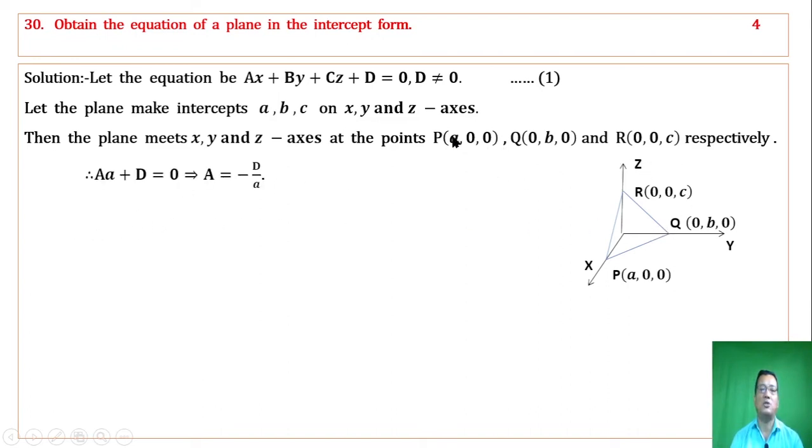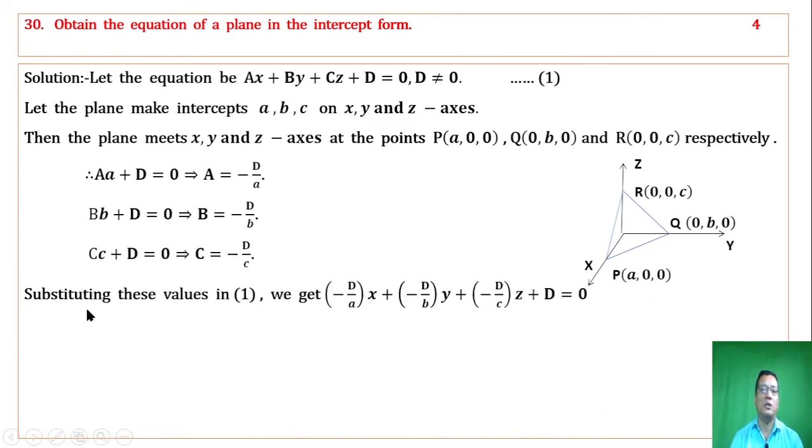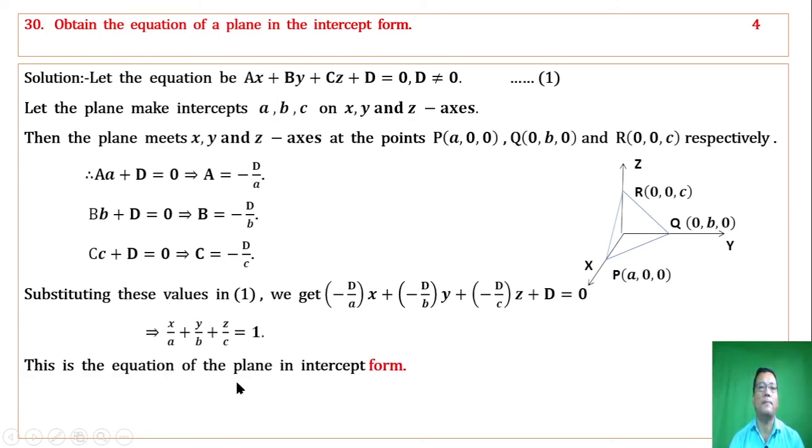Then the coordinates of these points will satisfy the above equation. For this we have this, and for this point we have this equation. For this point we have c. Substituting these values in equation 1, we get this. Divide and simplify, we get x by a plus y by b plus z by c equal to 1, which is the required equation of the plane in intercept form.